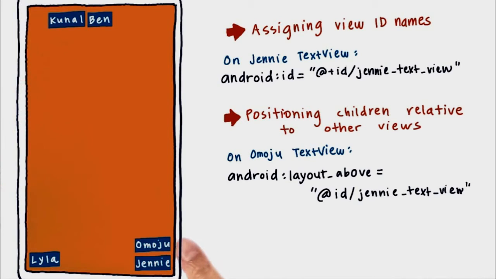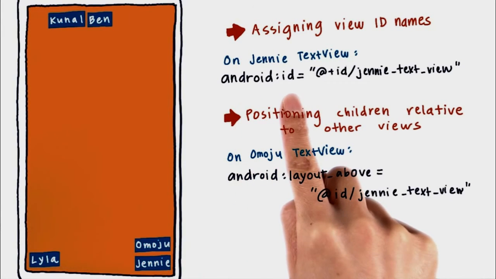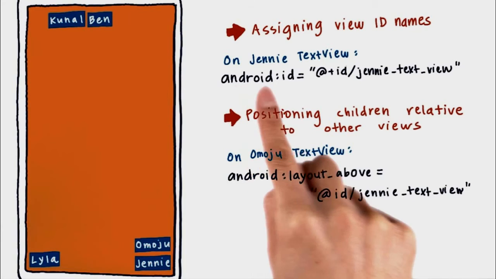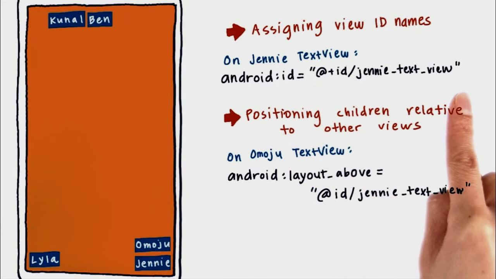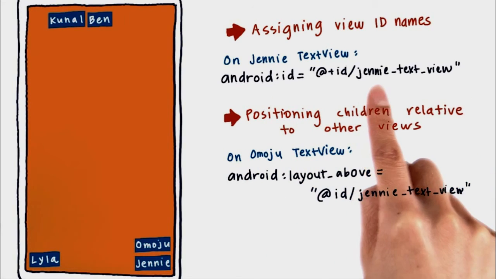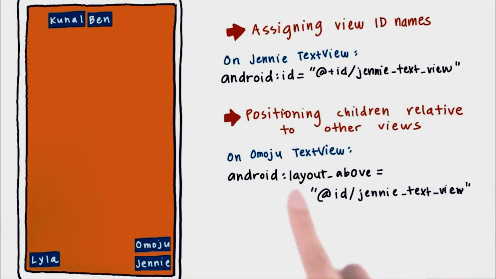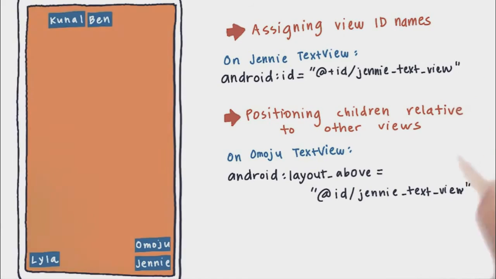Now say, for example, we want to position Emoju above Jenny. Since we're going to need to refer to Jenny, we should create an ID for Jenny. On the Jenny text view, we specified this attribute and give it this value. The ID name is Jenny_text_view. On the Emoju text view, we add this attribute. This says that Emoju should be positioned above the Jenny text view. And this is the ID that we created up here.